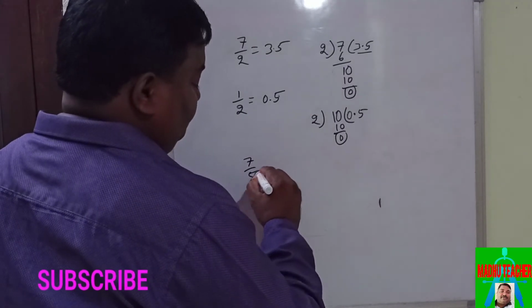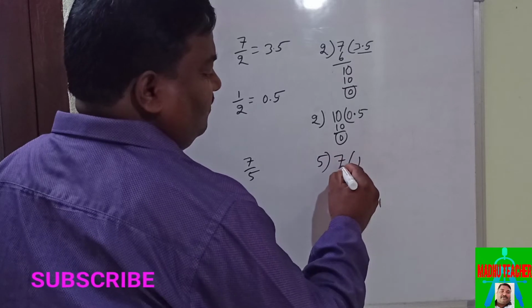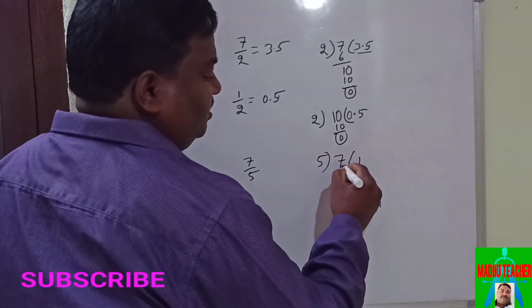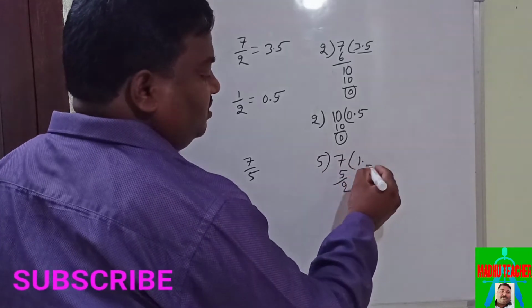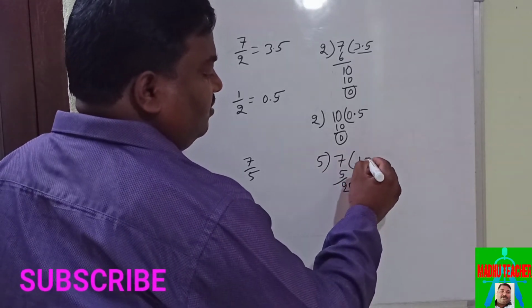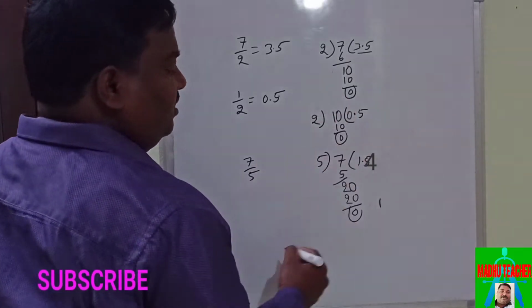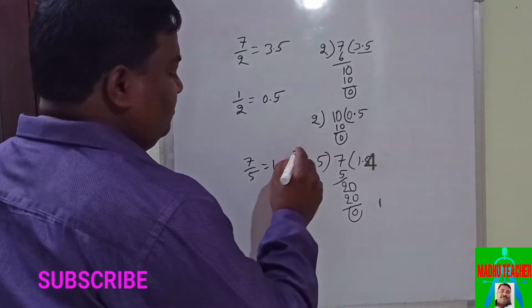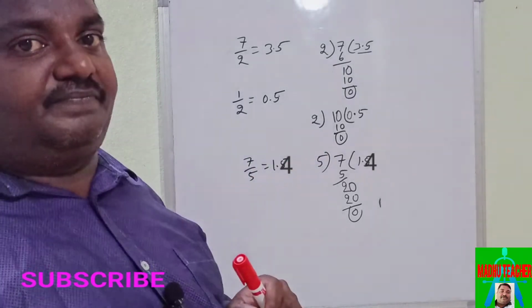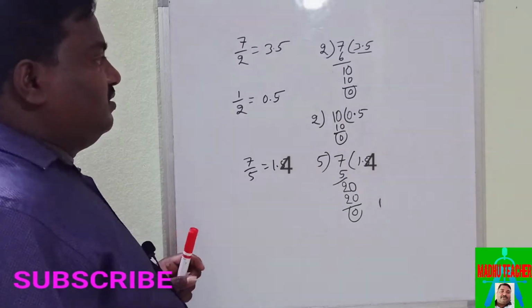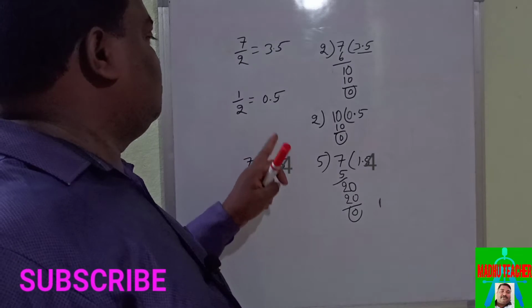7 by 5. 7 divided by 5, 5 1s are 5, 7 minus 5 is 2, so 2 is less than 5, so put a point here and we get 0 here. 5 4s are 20, 0 remainder. So the decimal form of 7 by 5 is 1.4. Like this we can convert every rational number into decimal form.